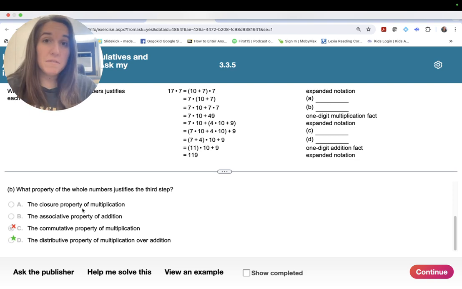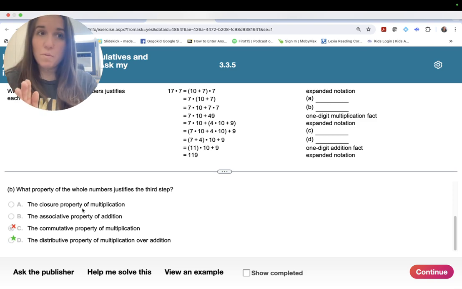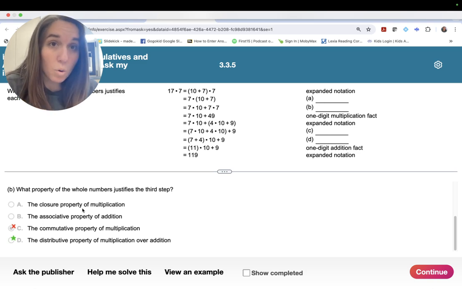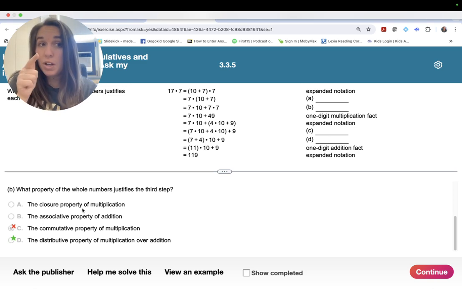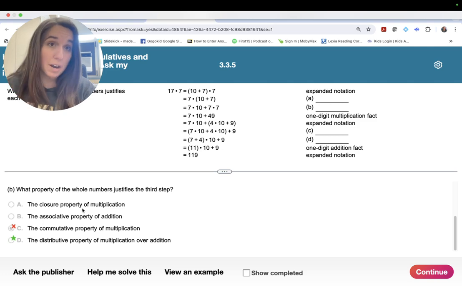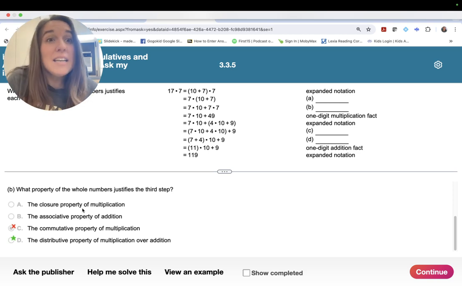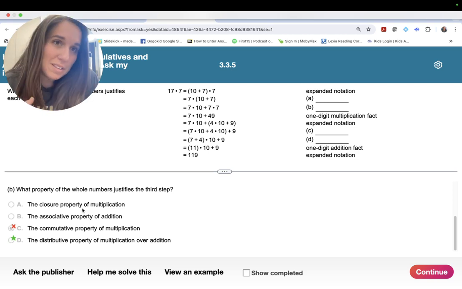The closure property of multiplication says that if I perform the operation of multiplication on 2 of the same kind of number, I will get that same type of number as my answer. So let me put some context to that. We have been looking at whole numbers in this unit, right? 0, 1, 2, 3, 4, 5, on and on all the way up to infinity, not including infinity though. Any non-negative whole number that's not a fraction or decimal.